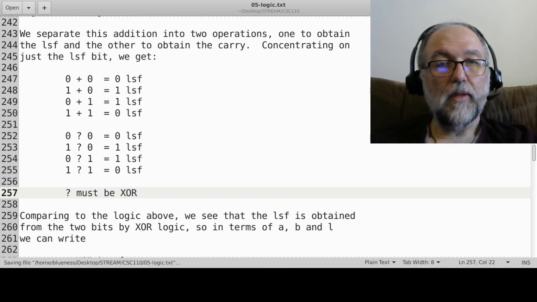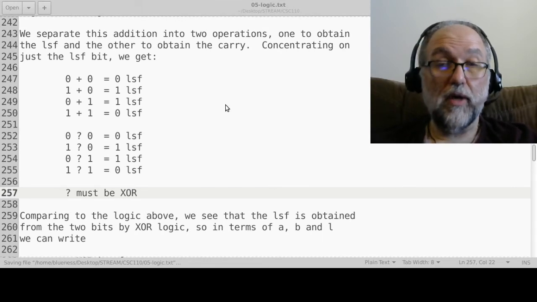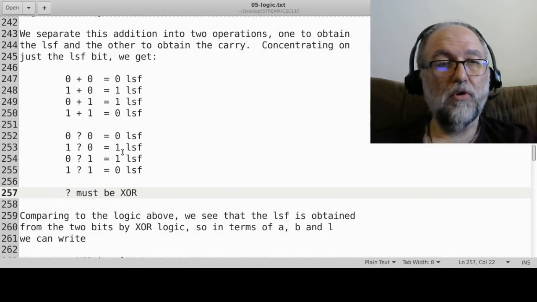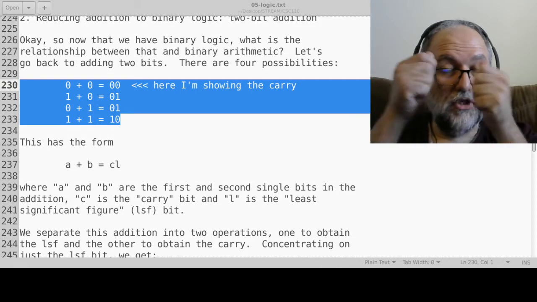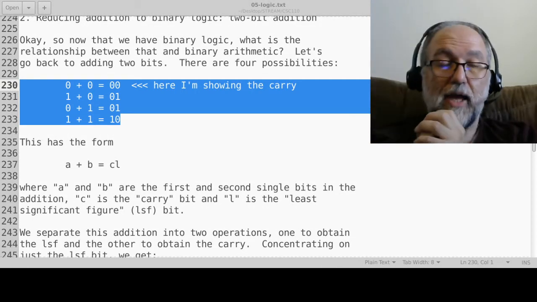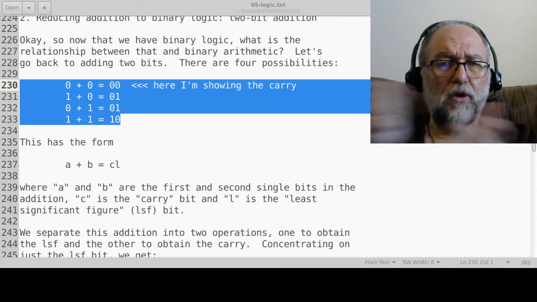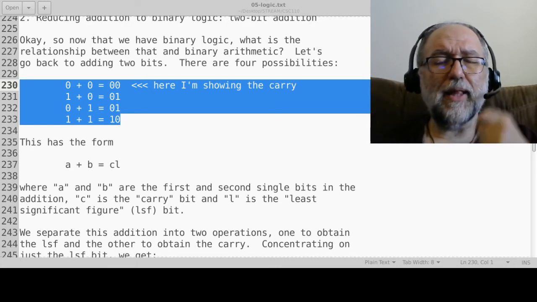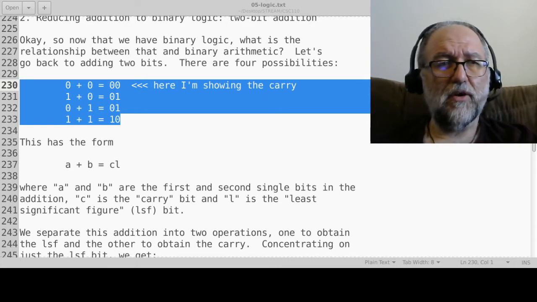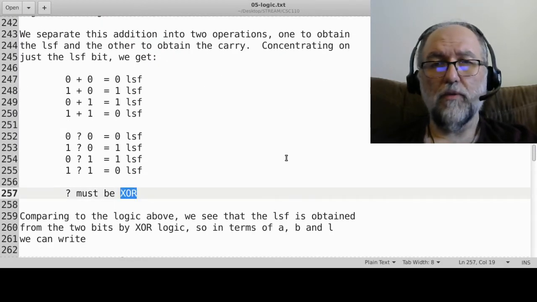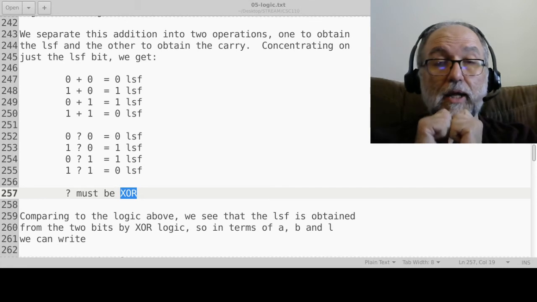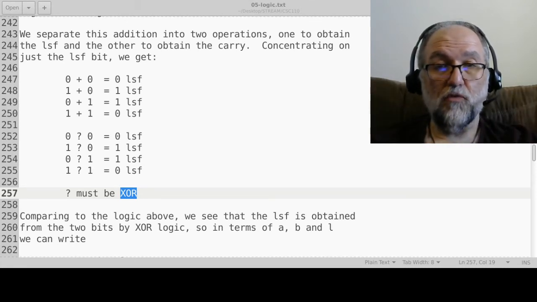Now, what did I just show you? What did I just prove here? What I proved is that when you do the addition here, you add 2 binary bits, and you actually get 2 binary bits out. So 2 binary bits go in and 2 binary bits go out. The binary bit that comes out, that's the least significant figure, is obtained from A and B using exclusive OR. Let me say that again: the least significant figure is obtained from the 2 numbers using exclusive OR.